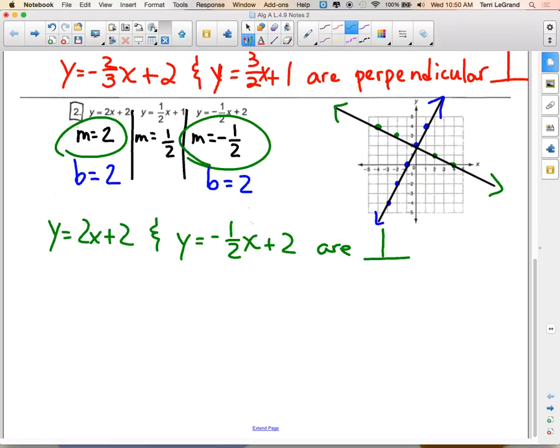Okay. Because remember, what did I say? All lines will intersect if they what? Just have, what do they have to have? That's different.